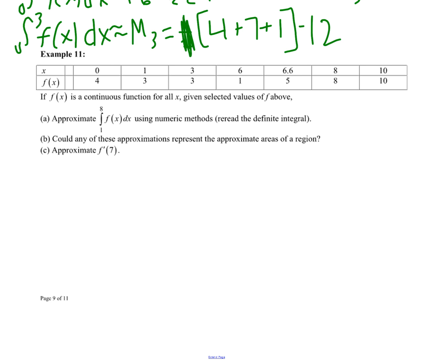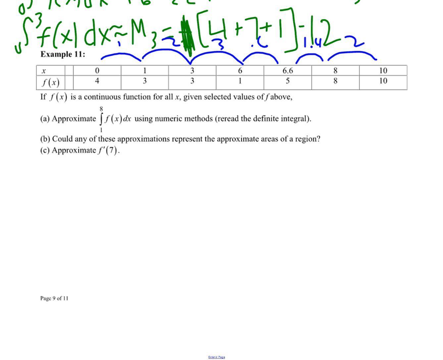In this example, you should see that something is very different from our last example. You notice these are not evenly spaced. 0 to 1, that's 1. 1 to 3 is 2. 3 to 6, 3. 0.6 here, 1.4, and 2.